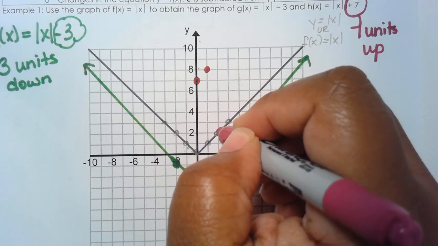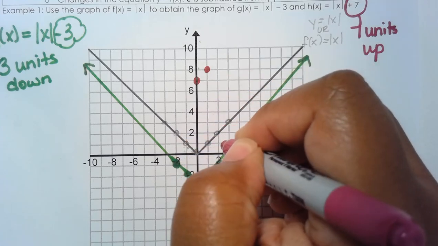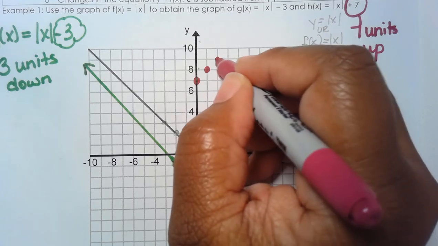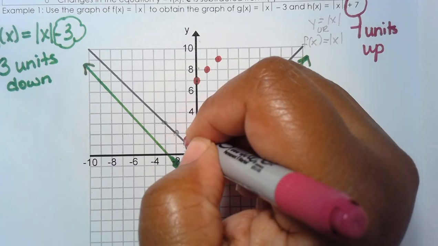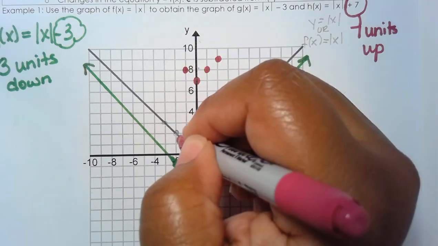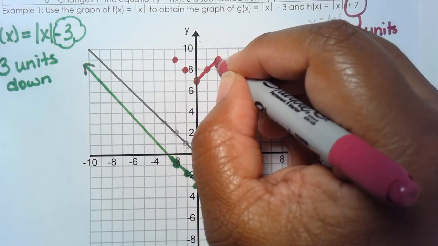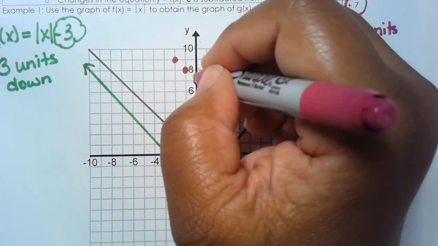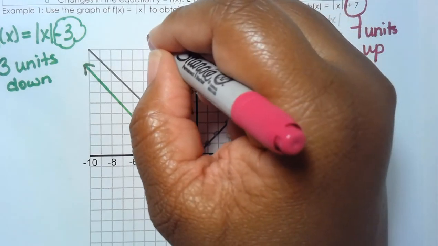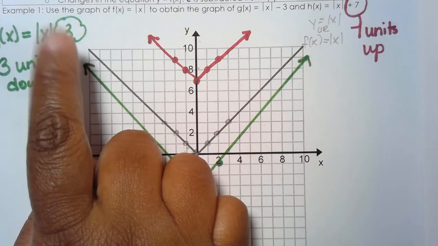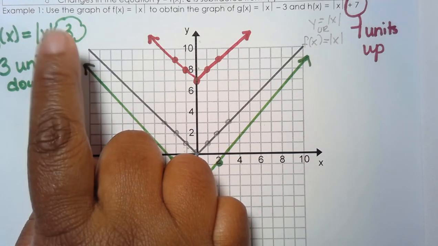From 2, 2, count up 7 units. We would go 1, 2, 3, 4, 5, 6, 7. And then to the left, count up 7 units. And then we have enough points to connect so that you can see that this is our absolute value of x plus 7. So when we have a constant number, the last number of that equation, that means there's a vertical shift.